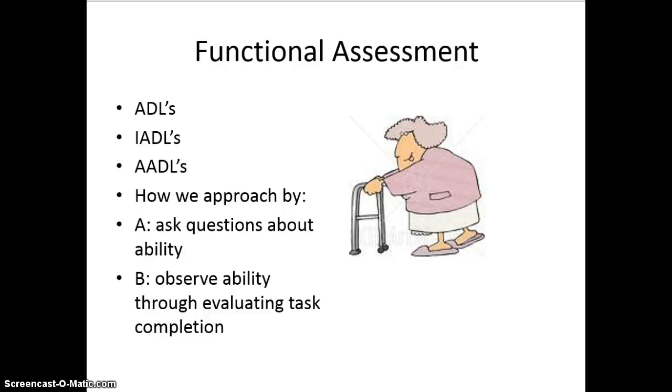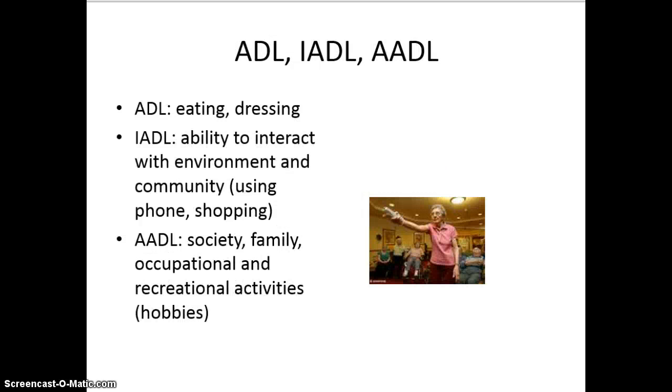When we look at functional assessment, our ADLs, IADLs, and AADLs are important classifications when we try to help know what we can do, how we can approach different subjects to help the elderly. Ask questions about their ability, don't assume, and then observe and look at what they're able to complete and do independently as we are writing our nursing diagnosis to know, are they safe to live at home? Would assisted living be better? Because many times it's the nurse that looks at many of those functional abilities.